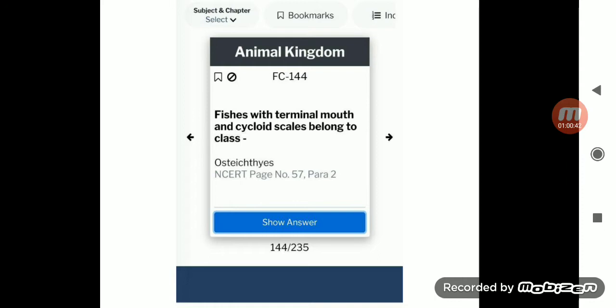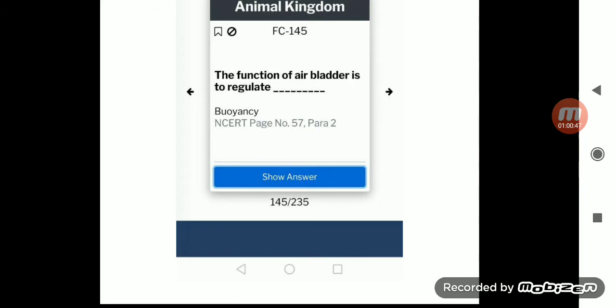The function of the air bladder is to regulate buoyancy.